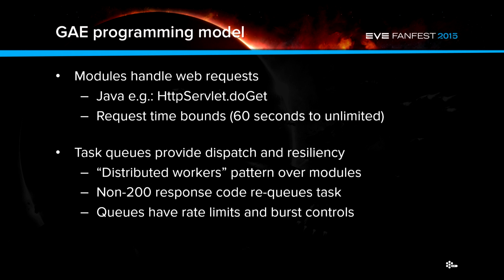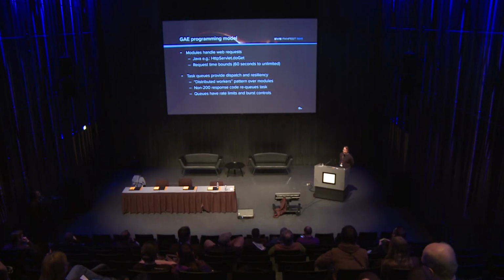You drop something into a queue and you give it a particular execution time, and then at that time it fires and gets dispatched to one of your modules, and then you do whatever you need to do. And then the way you do resiliency or error handling is any non-OK response, so 200 is the HTTP code for OK, any non-200 response causes the task to be requeued automatically. So if you take too long or your process dies, the task will go back in the queue and get dispatched again, possibly to another worker or the same one when it restarts.